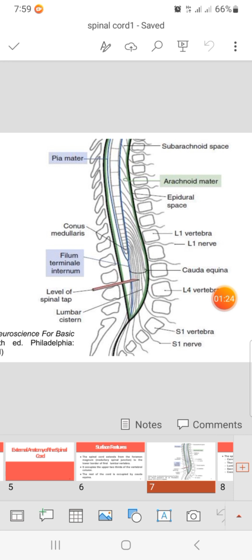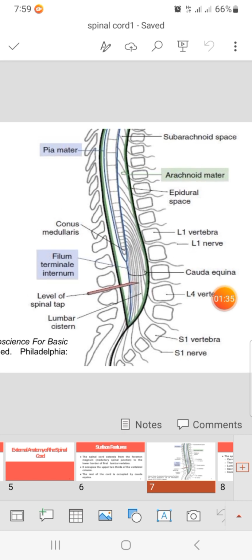Cauda equina is just like a horse tail. You can appreciate it in the lower part. So this leash of nerves is known as the cauda equina, while the lower end of the spinal cord is known as the conus medullaris, as it takes the shape of a cone. That is why this is conus medullaris. You can also appreciate the meningeal coverings on each side of the spinal cord, which are dura mater, pia mater and arachnoid mater.